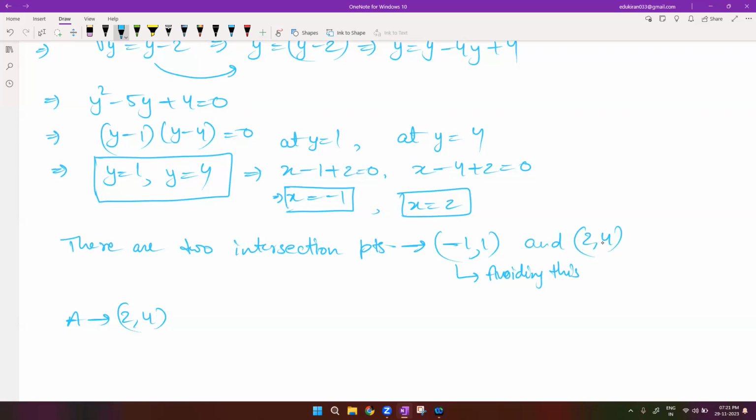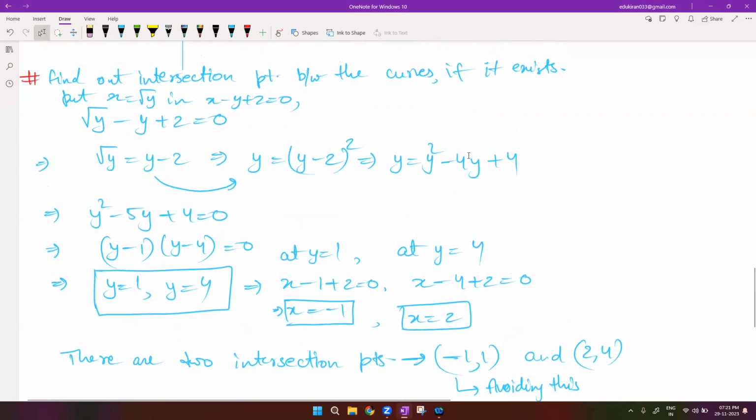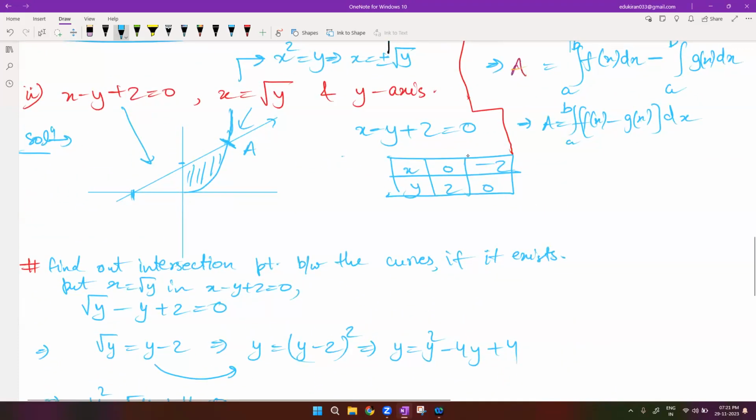Now let's come to the question again. This is the first part that we need to do when there are two curves given. So A is 2 comma 4. Now we know that we have to find out the area starting from x is equals to 0, this point, to this point, 2 comma 4, right? Now how can I do that?